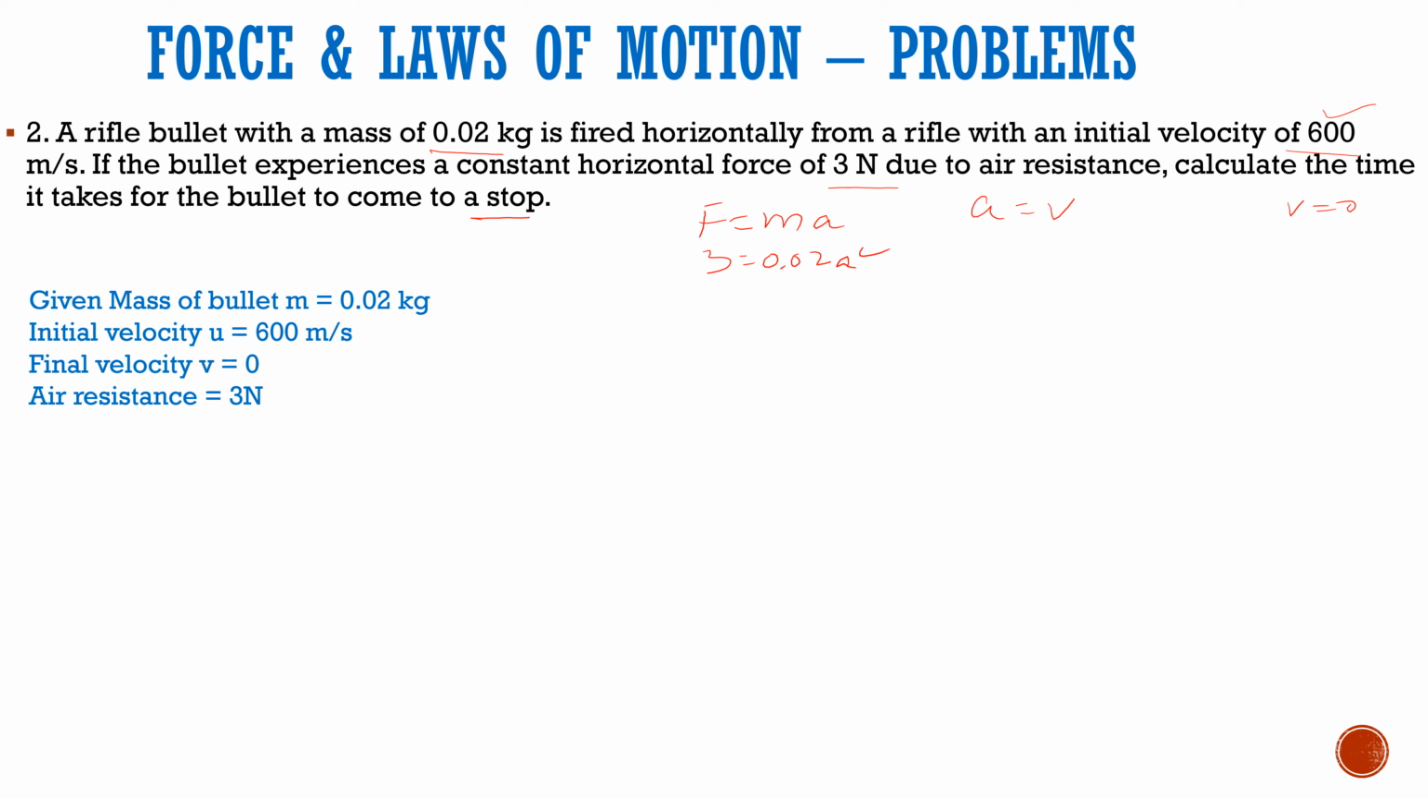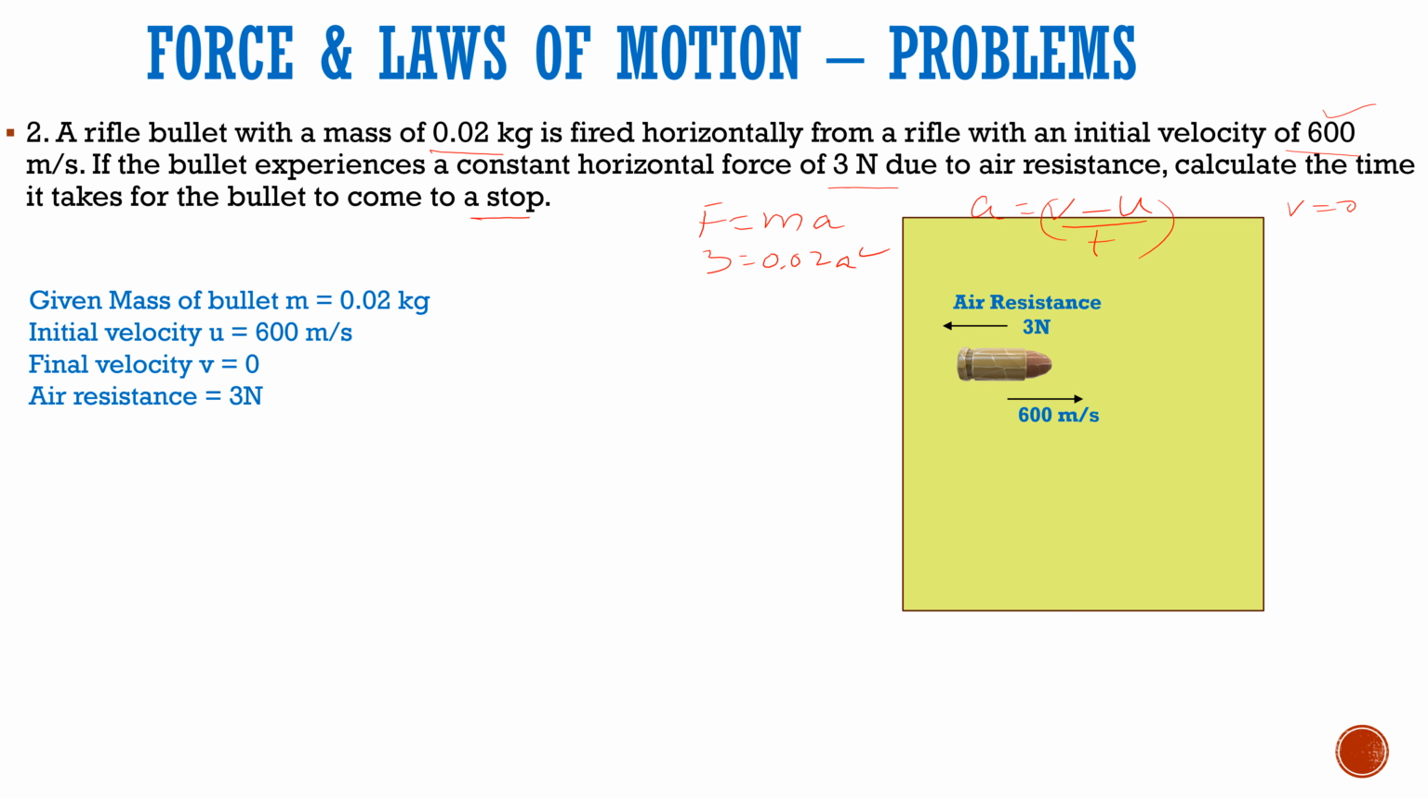a equal to v minus u by t, right? v equal to u plus at. So with this, we'll be able to find out the time, right? So this is the situation here. The bullet is traveling in the positive direction and there is a negative resistance. So the deceleration due to air, as we know already, it will be 600 minus 0 by t. We are considering it's a positive value in this case.